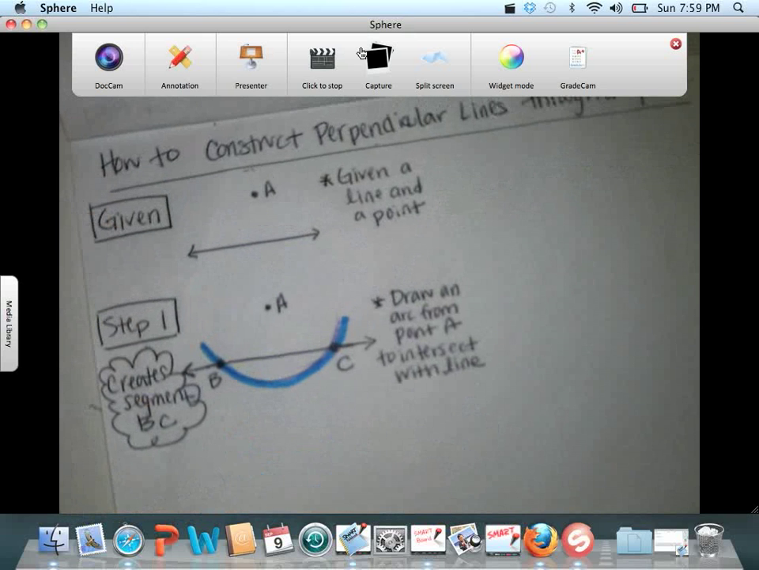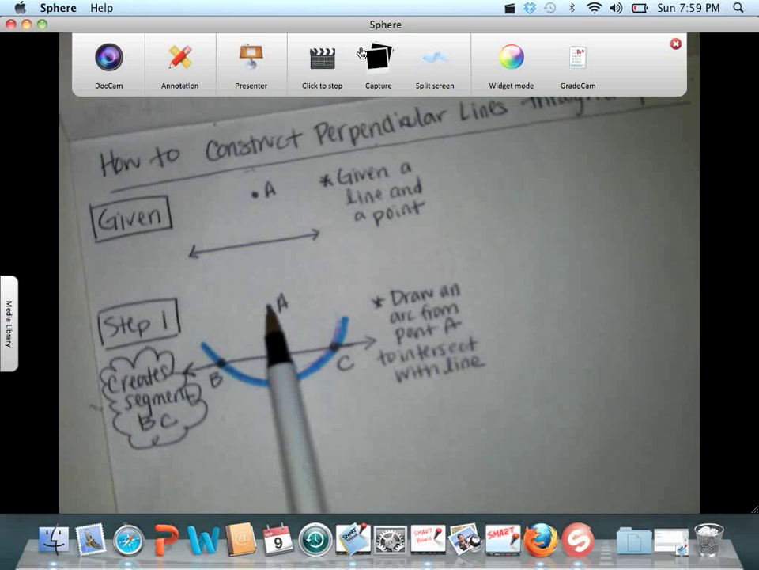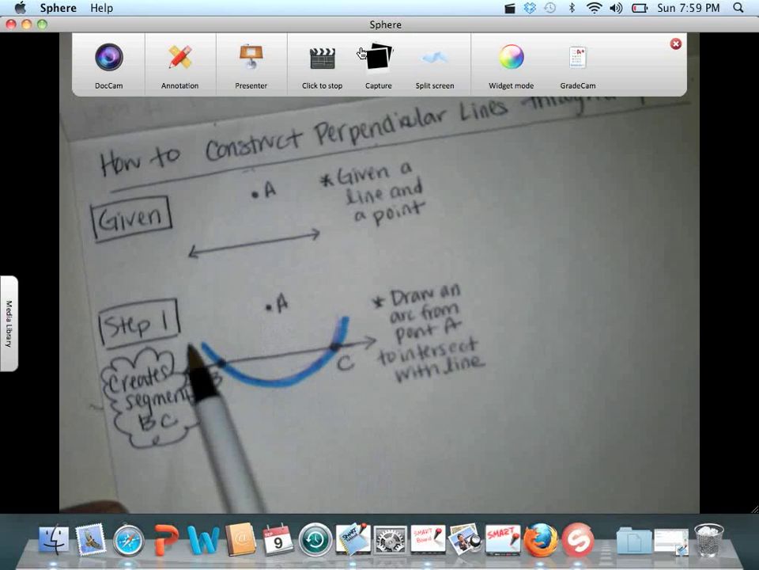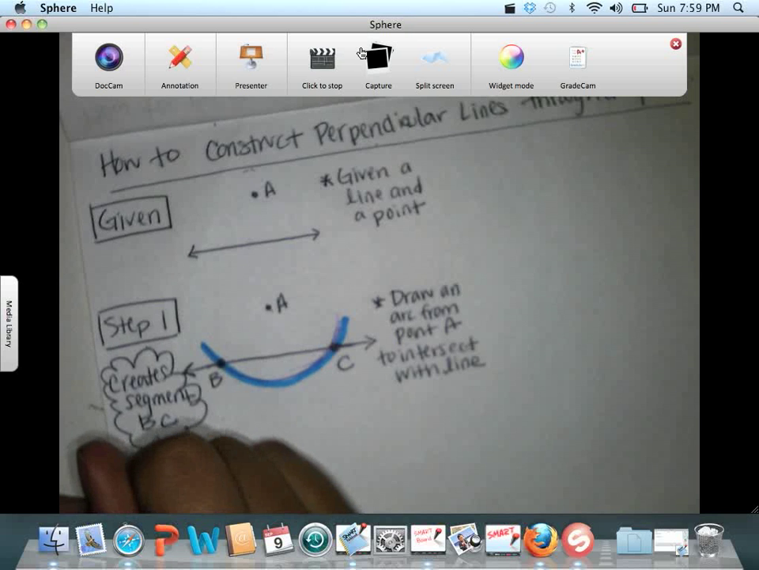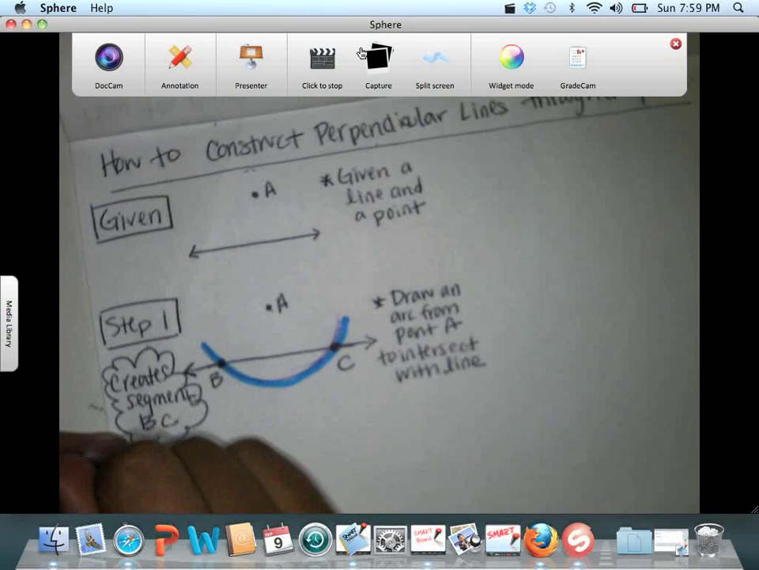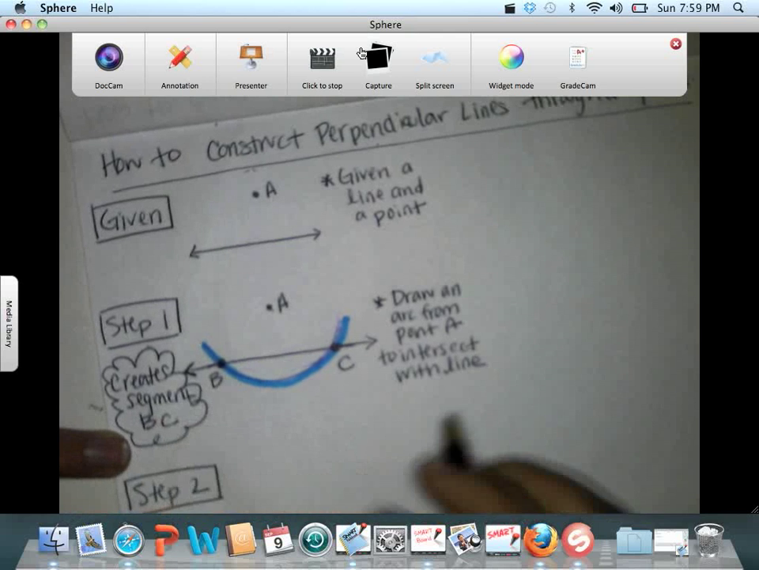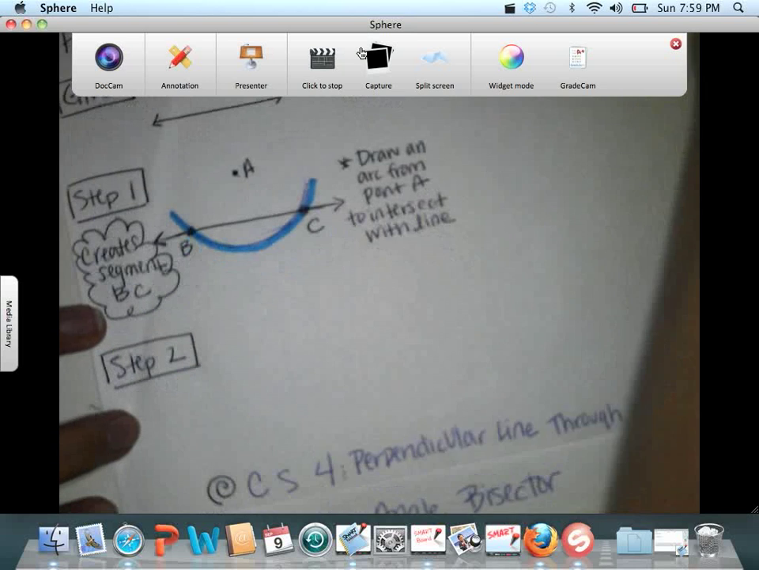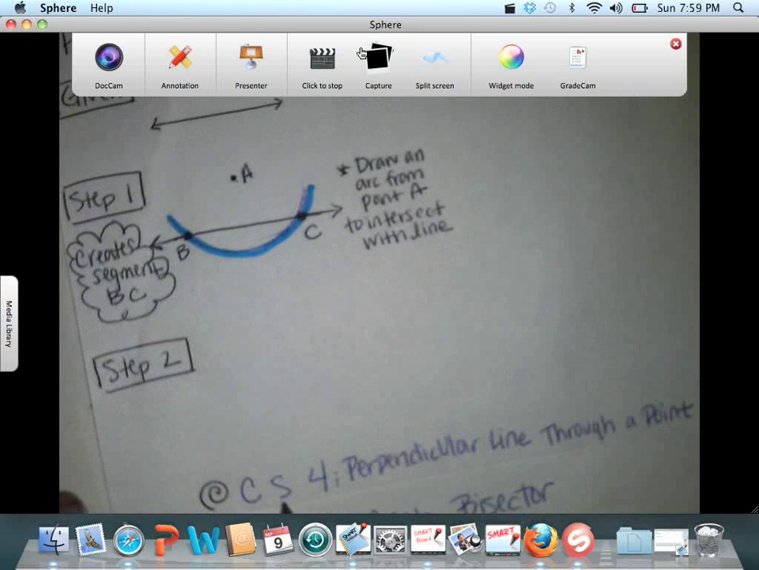Move this up for you. Alright, so this is step 1. Alright, you draw an arc from point A to intersect with your line, and what it creates is a line segment BC. Okay. Step 2, move my paper up for you. There you go. Okay. Remember, we're doing CS4. Okay. Step 2, you take your picture. Essentially, step 2 throughout the rest of the steps is just CS3 continued.